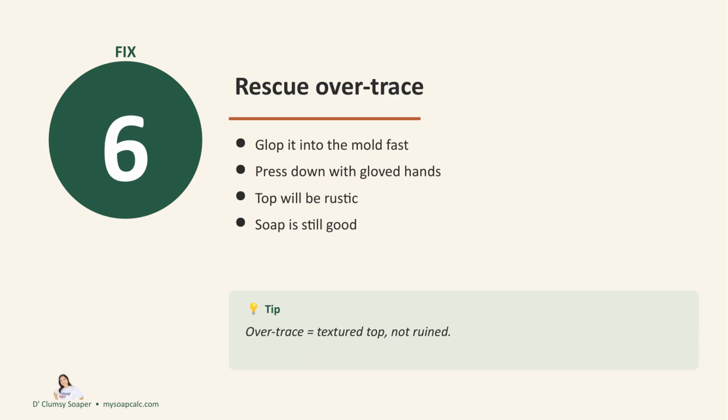Now, what if you blink and suddenly your soap looks like lumpy mashed potatoes? That is overtrace. And here is the good news. Your soap is not ruined. Work quickly and glop that thick batter straight into the mold. Press it down firmly with your gloved hands to pack it in. Yes, the top will look rustic and textured rather than smooth, but the saponification process carries on just fine underneath. Overtrace affects aesthetics, not chemistry.